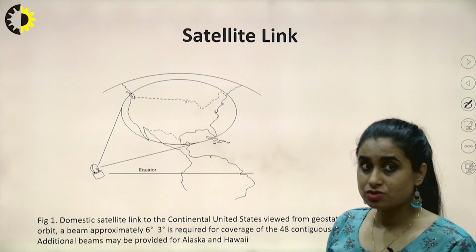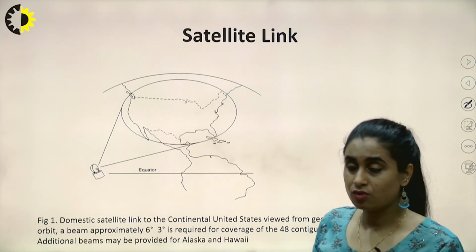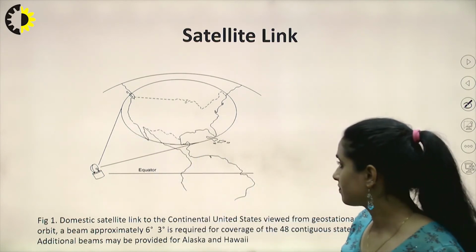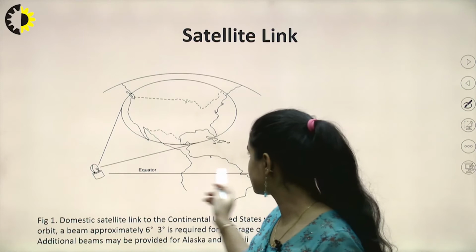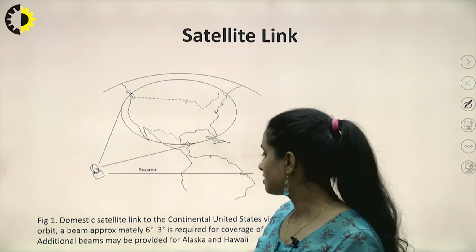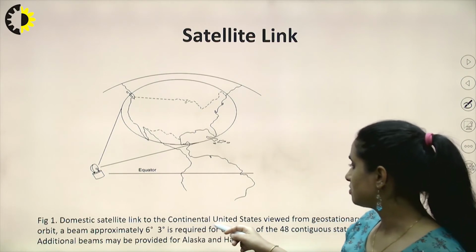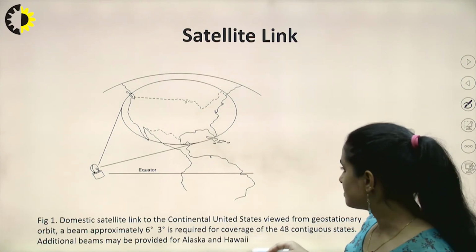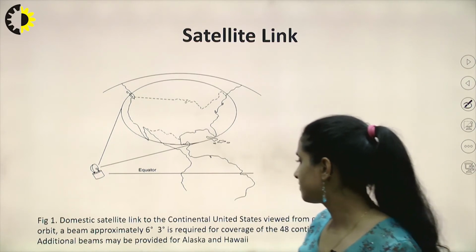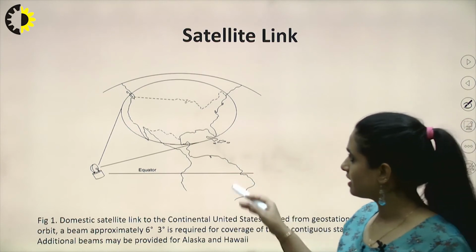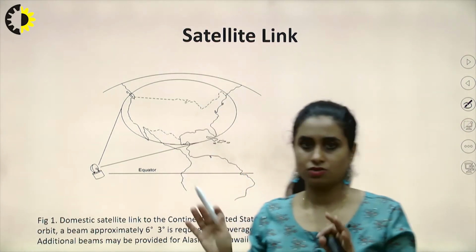So this picture shows a satellite link, how overall we must visualize it, right? If this is the satellite and this is the equator and this satellite has this much coverage, this shows a domestic satellite link to the continental United States viewed from geostationary orbit, which is placed in this orbit with coverage of this much. So this is shown in the picture.